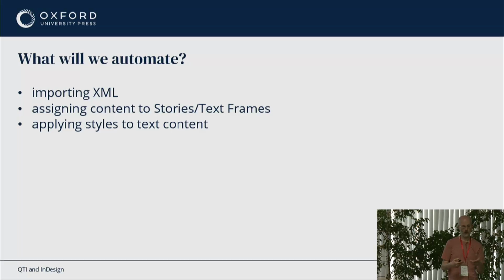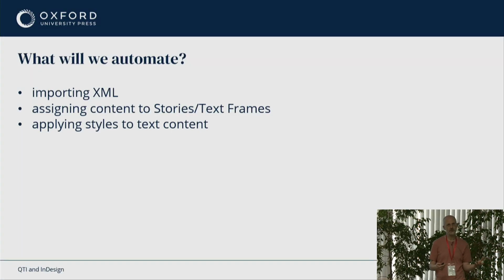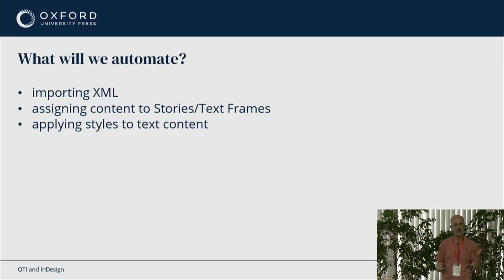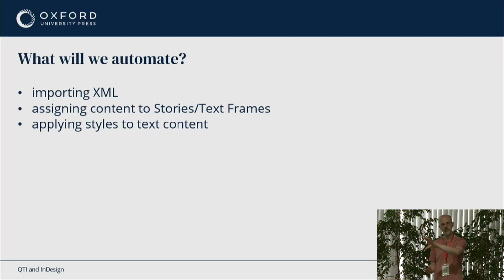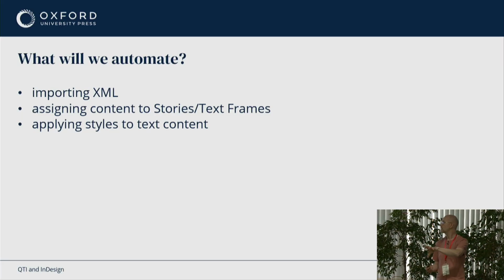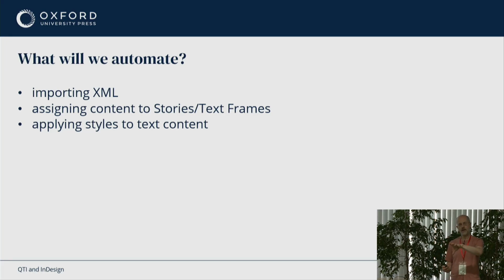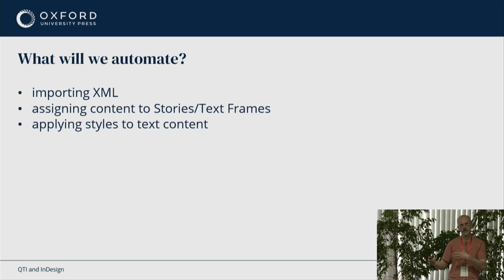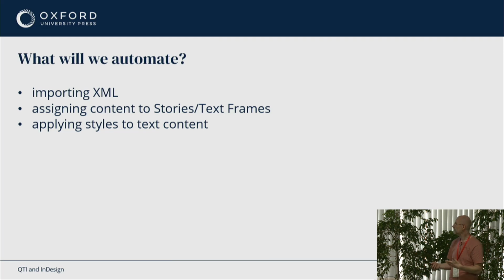So we're going to start with this XML source. We want to automate the import of the XML. We want to automate that process of dragging and dropping the nodes and creating text frames. And we want to automate, at least at the first pass, applying the styles. So there's a mapping between the XML elements, attributes, their values, and particular named styles in the InDesign.